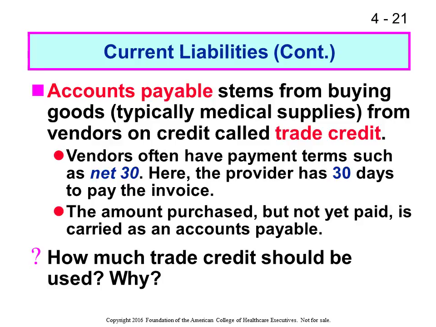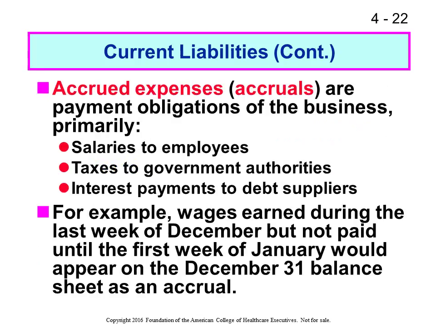So it's like you have 30 days to pay that particular invoice. Accrued expenses are your payment obligations to the business. Some examples: salaries that you pay to your employees for the work they're doing, taxes that you have to pay to government authorities, and any kind of interest payments that you have to pay.